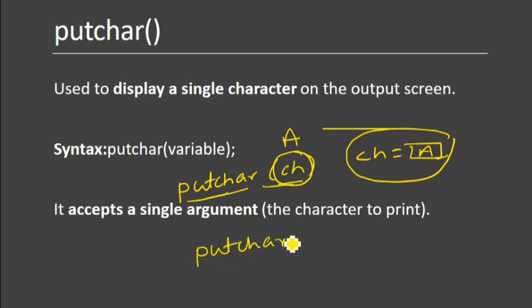putchar is a function which is used to print a character, but the character is stored in the ch variable, so I am entering ch here. ch is nothing but a single argument. Single argument means where the character is stored, the variable, we should mention in the putchar function. Let me explain this through an example, and you will understand more clearly.